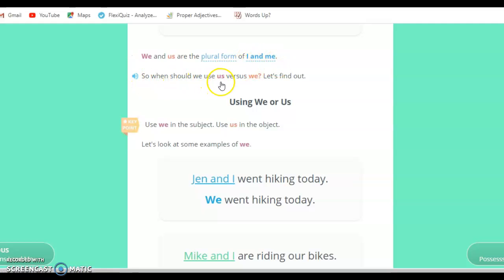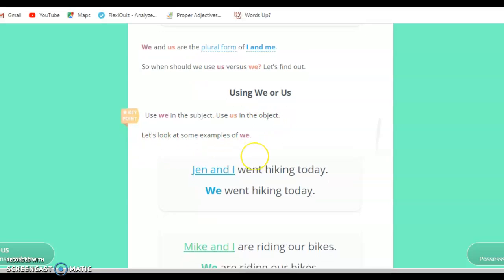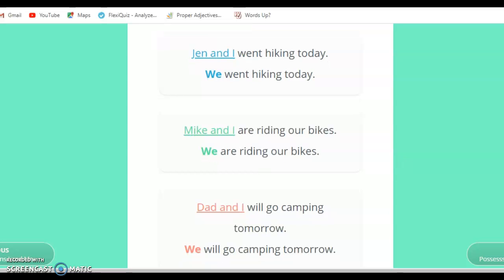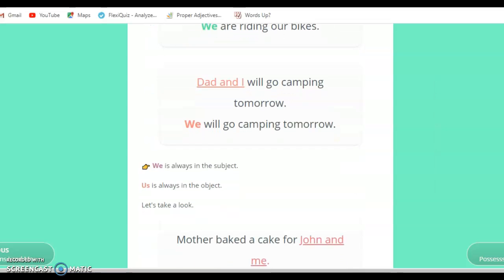So when should we use us versus we? Well, let's look at a few more examples here. We use we in the subject. We use us in the object. Let's look at some examples. "Jen and I were hiking today." Instead, we will say "We went hiking today." "Mike and I are riding our bikes." Instead, we will say "We are riding our bikes." "Dad and I will go camping tomorrow." "We will go camping tomorrow."